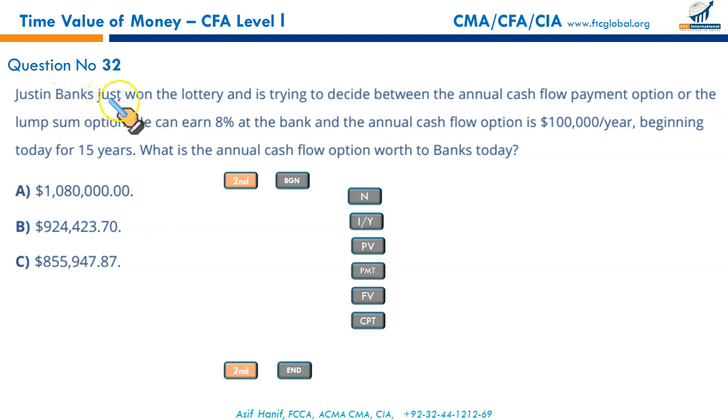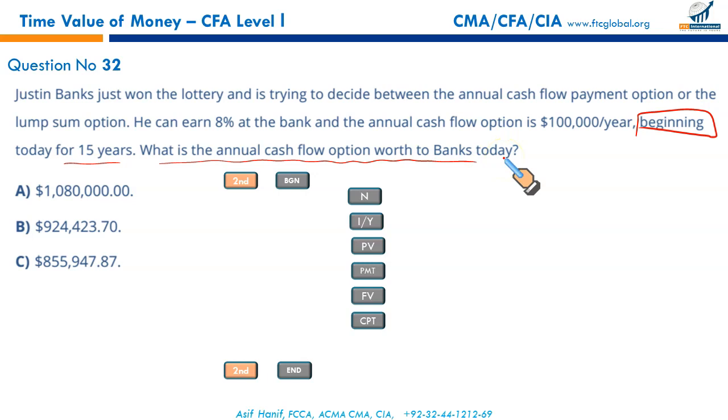Justin Banks just won a lottery and is trying to decide between the annual cash flow payments or the lump sum option, either a single payment or regular annual cash flows. He can earn 8% at the bank, and the annual cash flow option is $100,000 per year, beginning today for 15 years. Beginning today. Now this is an important piece of information. When it says beginning today, that means annuity due. So beginning today for 15 years, what is the annual cash flow option worth to Banks today?